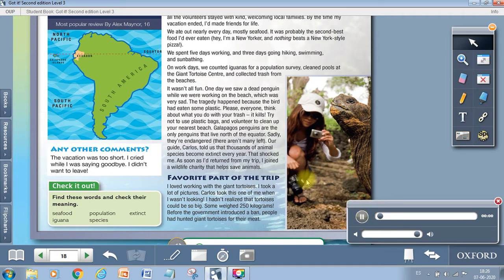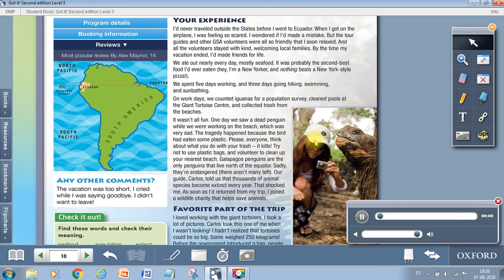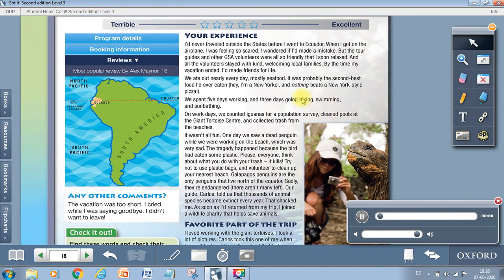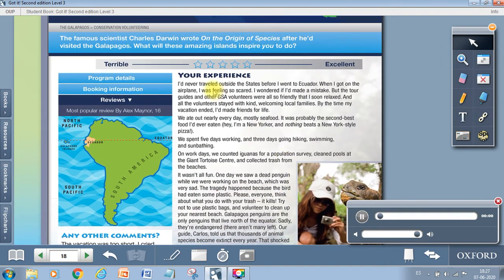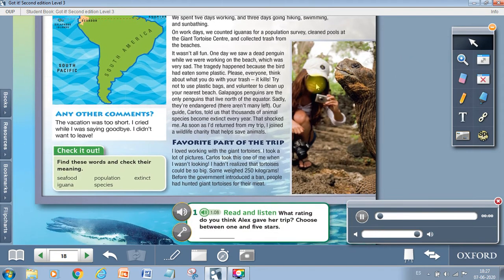Okay, now that you read the text, you can see that it's a review. So this girl, Alex Maynard, 16 years old, she is telling us how was her experience there. What was the best part? What was the awfulest part? So she can give us her opinion about that place and if it was terrible or excellent.